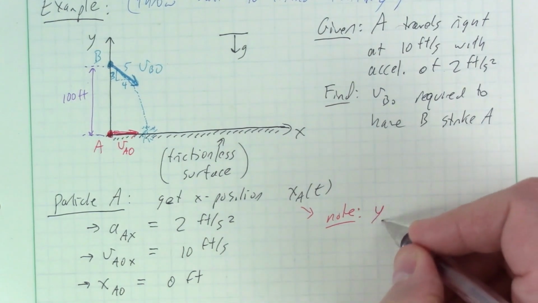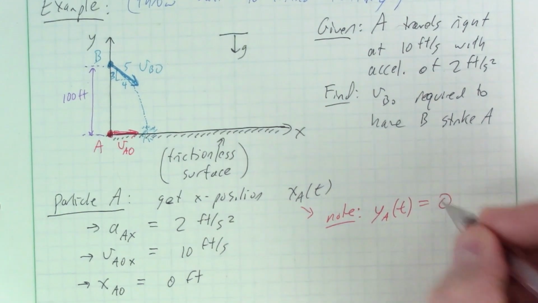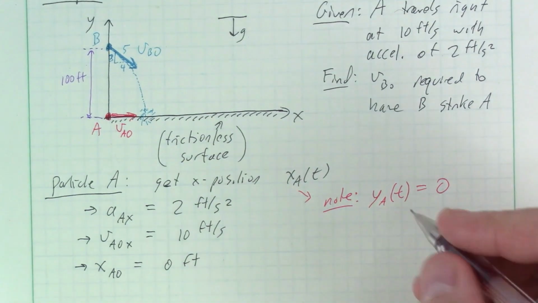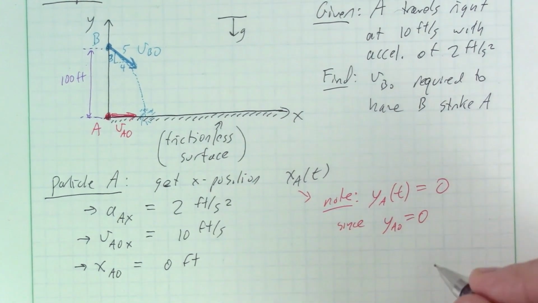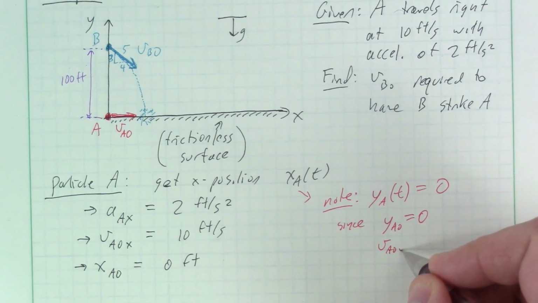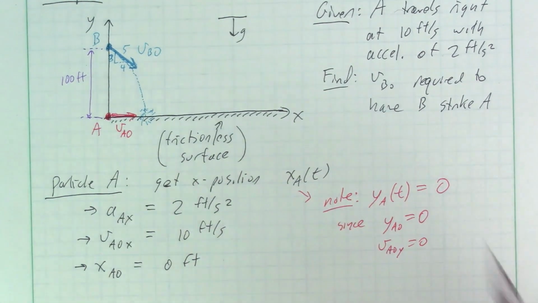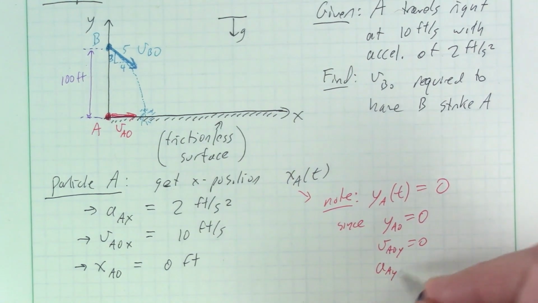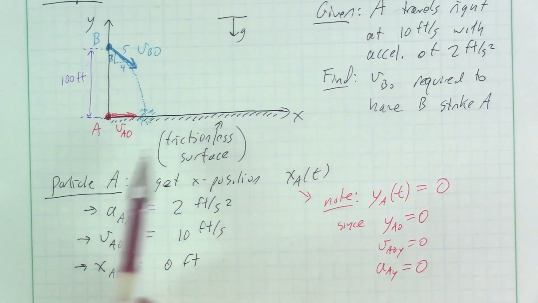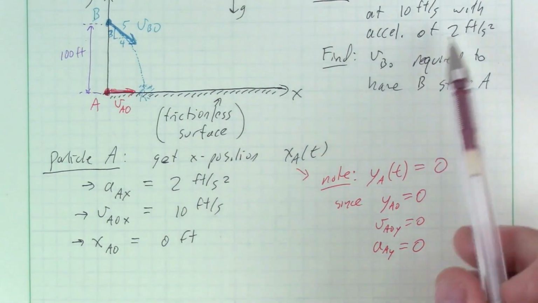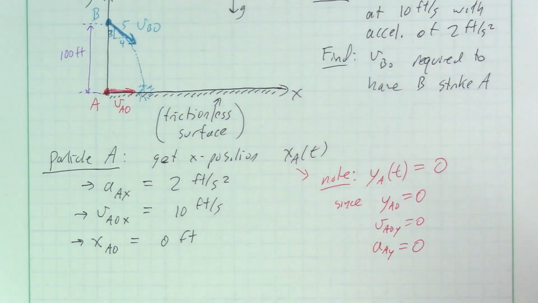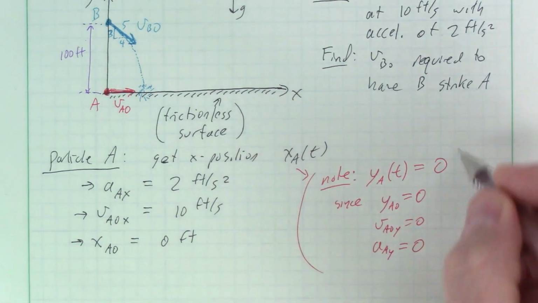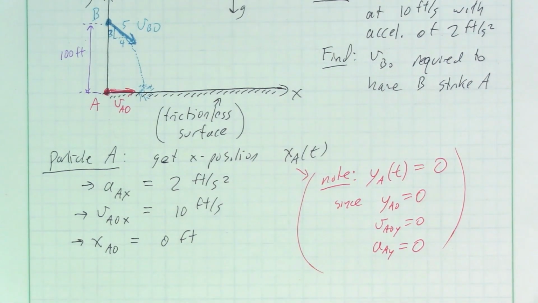Note here that it's also specified in the problem statement that there is no y movement for A. That's because y_A starts at 0, its initial velocity is also 0, so it doesn't have any up or down, and it has no acceleration in the y direction, specified in the problem statement by this being a frictionless surface. It accelerates to the right at 2 feet per second squared, and it doesn't have any acceleration down, physically just because it's on the surface. So we don't need to do any work in the y direction for A. We only need to do it in the x direction for A.